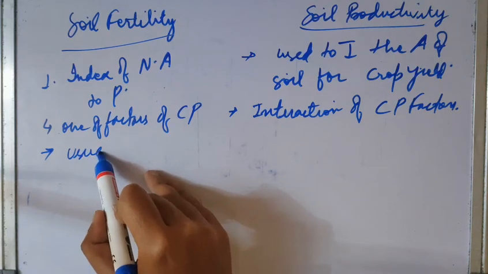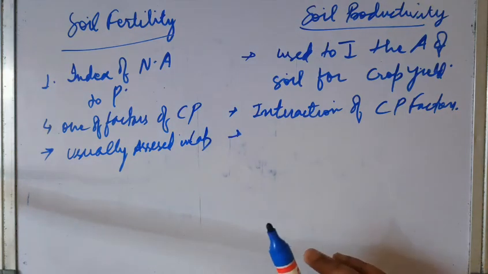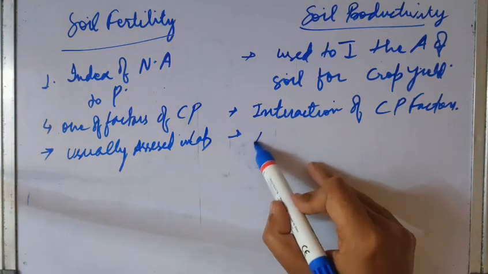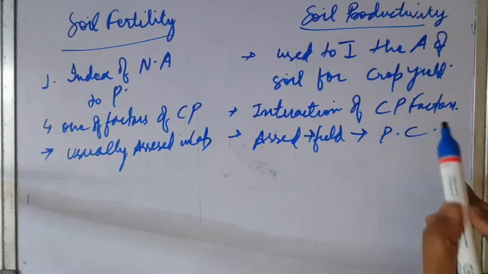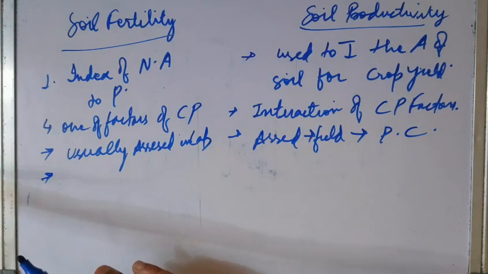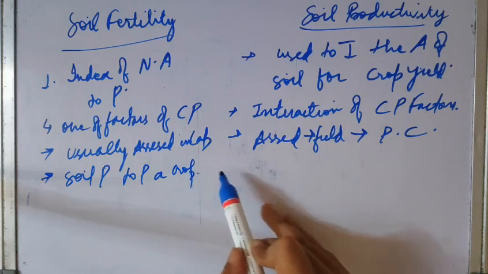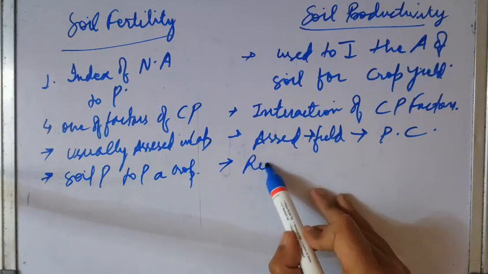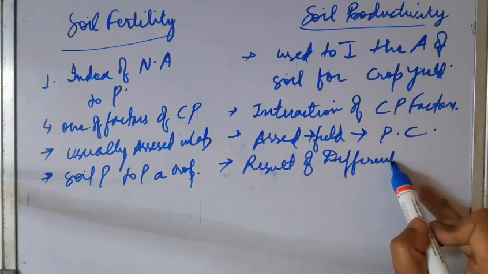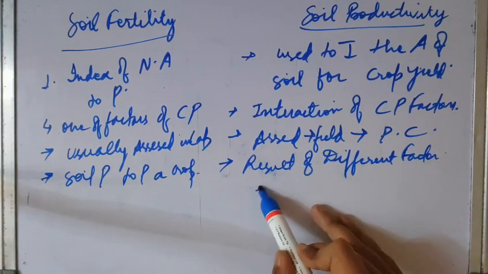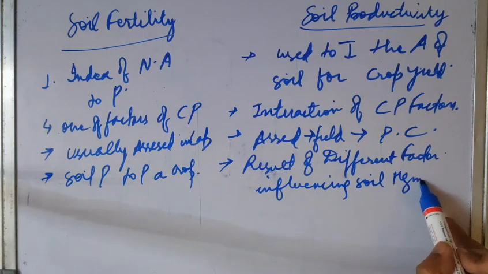Fertility is usually assessed in the lab. Productivity is assessed in the field only with reference to a particular climate. It is the potential of soil to produce a crop. It is the result of different factors influencing soil management.